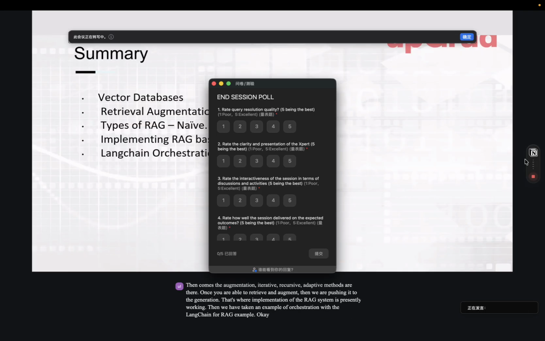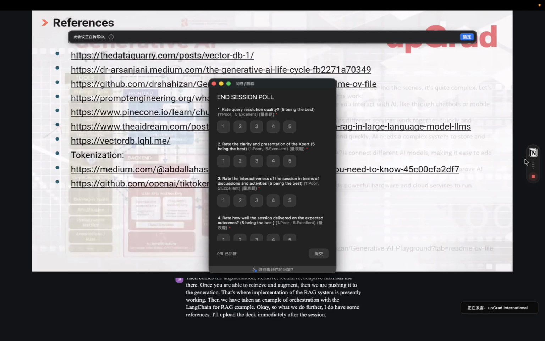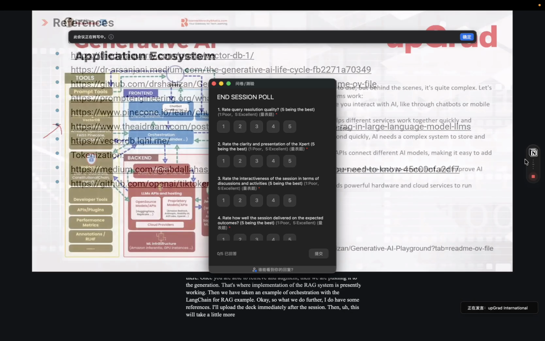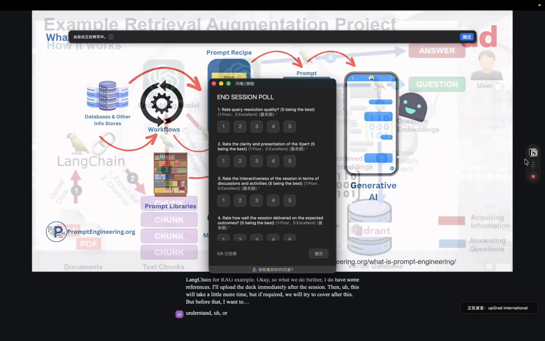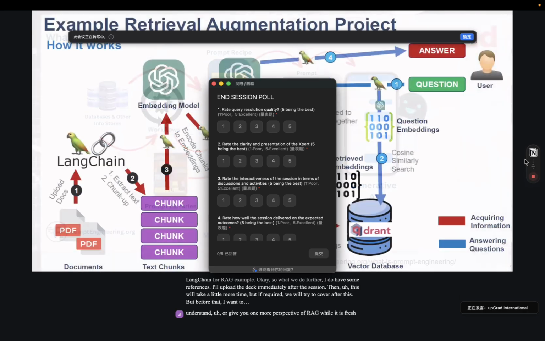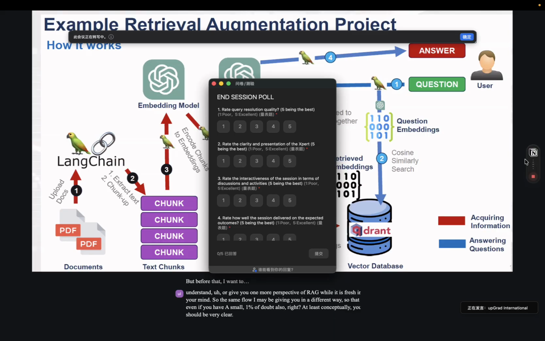So what we do further, I do have some references. I'll upload the deck immediately after the session. This will take a little more time, but if required, we'll try to cover it after this. But before that, I want to give you one more perspective of RAG while it is fresh in your mind. I may be giving you the same flow in a different way, so that even if you have a small 1% of doubt, at least conceptually, you should be very clear. Otherwise, I'm ready to explain any specific slide by going back as well.